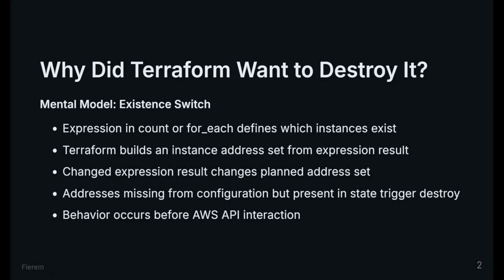Addresses present in state but missing in configuration are marked for destroy. This behavior occurs before any AWS API call. The change starts in Terraform's state identity model, not in the provider.